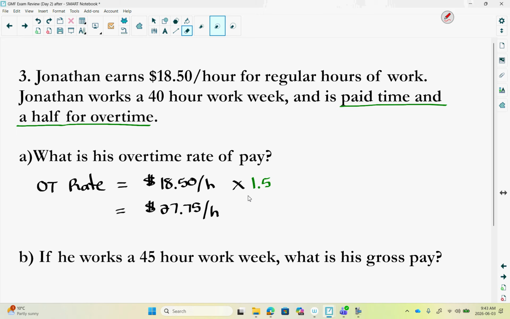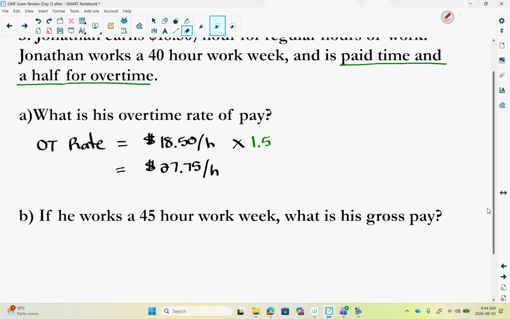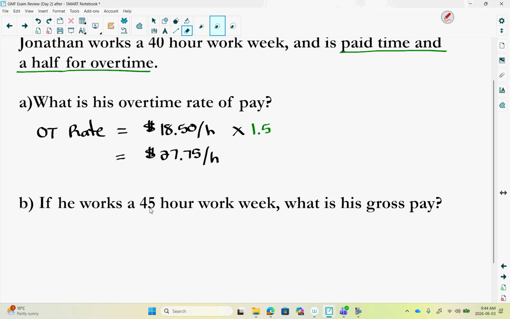On to part B. If he works a 45-hour work week, what is his gross pay? His gross pay is his total earnings. Okay? It's not what he takes home. It's not his net pay. Well, first of all, I have to do what to the 45 hours? I have to break it down into regular hours and overtime hours.